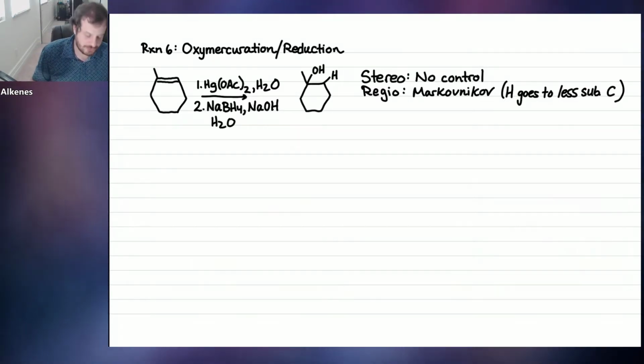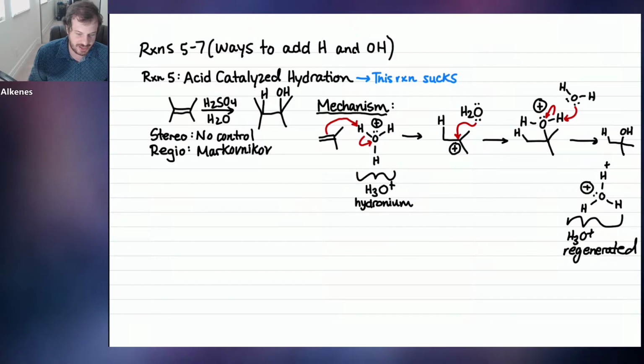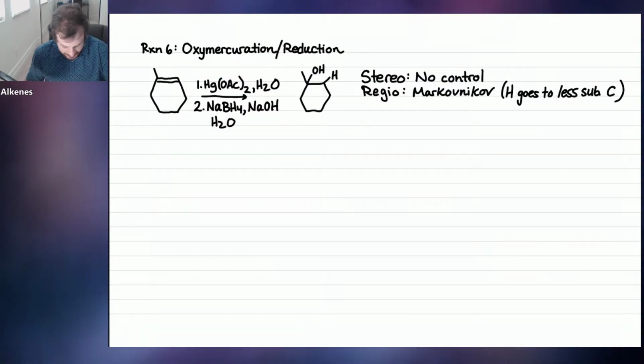Okay? So that is the oxymercuration reduction reaction. And don't worry about the mechanism. No mechanism. It's very complicated. I can show you if you want, but it's honestly a freaking nightmare. Google it if you want. You'll see why I don't make you know it. It's too hard. It's hard for me even to remember. There's so many steps. Okay, let's take a look at reaction 7.